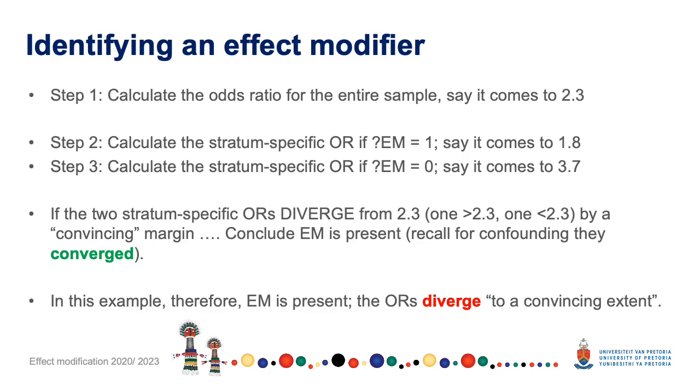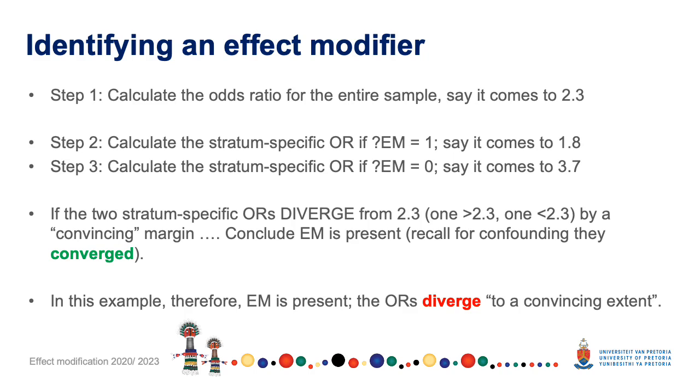How do we identify a suspected effect modifier? Well, we start off the same way we would with looking for confounding. We would calculate the odds ratio for the entire combined sample. Let's say it came to 2.3, and then we would stratify by the two levels of the effect modifier, and we would work out the odds ratios for each stratum. Now, in confounding, remember, both odds ratios got less than the combined one, or else they got greater than the combined one. And we had a rule that said if that difference was more than 10% from the combined value, then confounding was probably present.